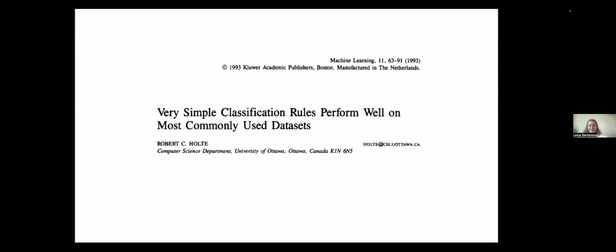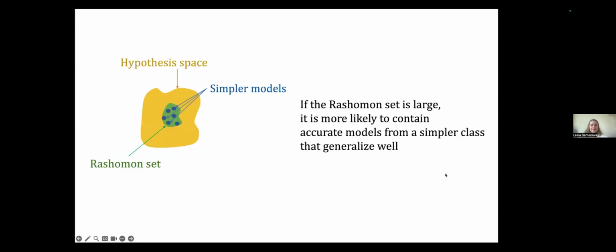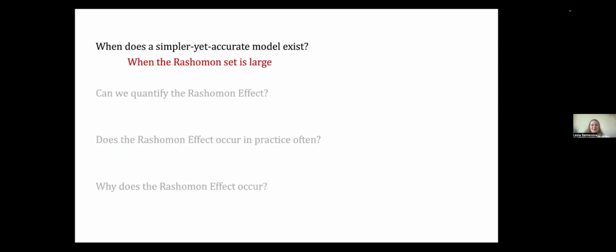And putting together these two arguments, we have this statement that if the Rashomon set is large enough to permit one model from a simpler class, or if the hypothesis space has good generalization guarantees, it is more likely to contain accurate models from a simpler class that generalizes well. Which gives us also the answer to the first question that we posed, which was when does a simpler yet accurate model exist? And one of the reasons is when you can have a large Rashomon set.